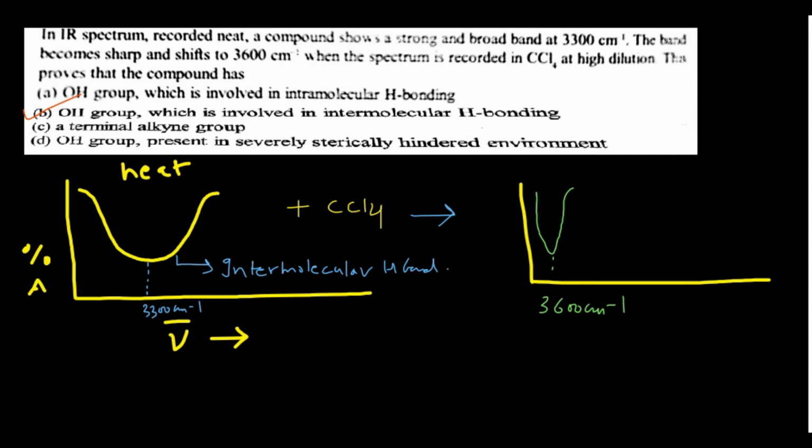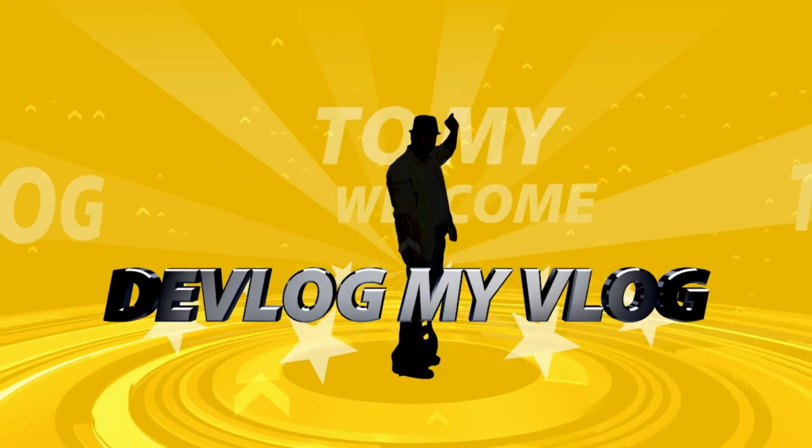Now moving to the next problem. See, here you see what it says, the terminal alkyne group. Terminal alkyne group does not have this kind of effect because it is not involved in the hydrogen bonding. And when it is in a sterically hindered environment, it is again a different kind of thing. So it's straightforward. You can conclude that intermolecular hydrogen bonding is there. And for intramolecular hydrogen bonding, there is no effect of addition of this CCl4. Now moving to the next problem.